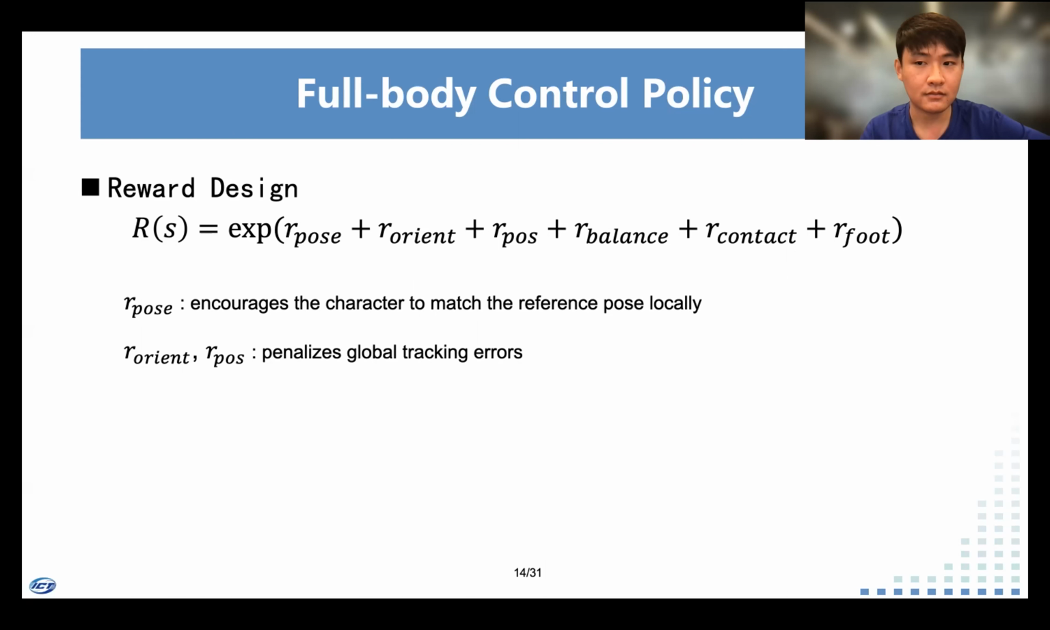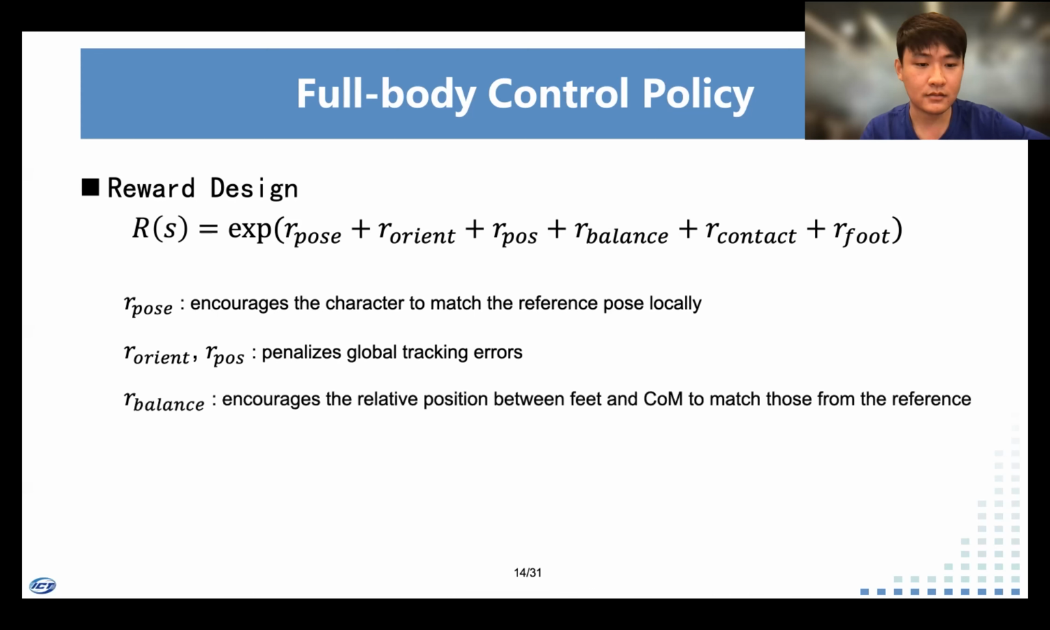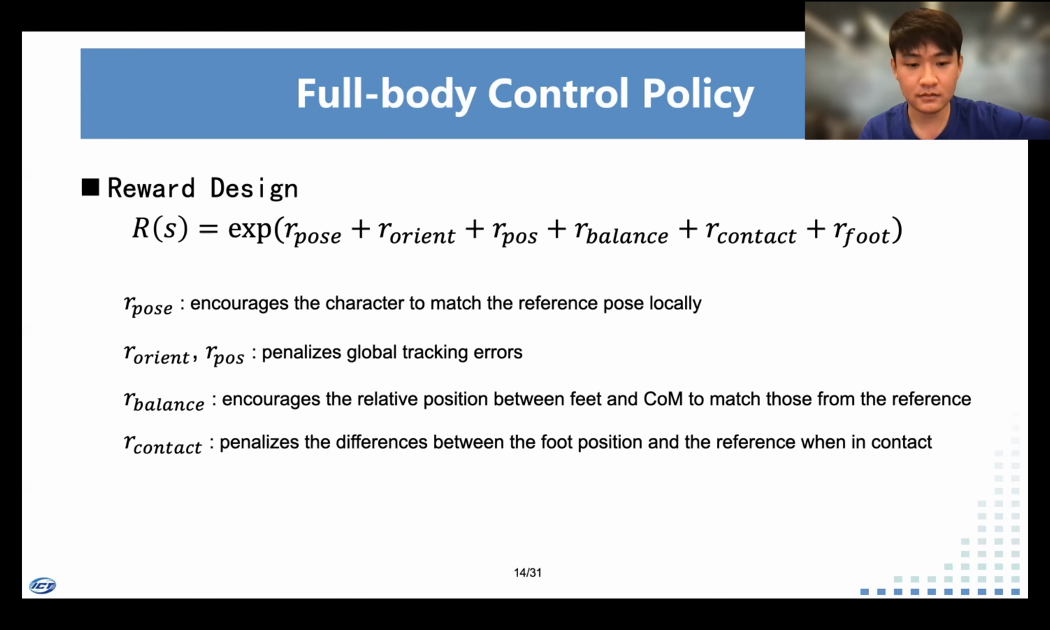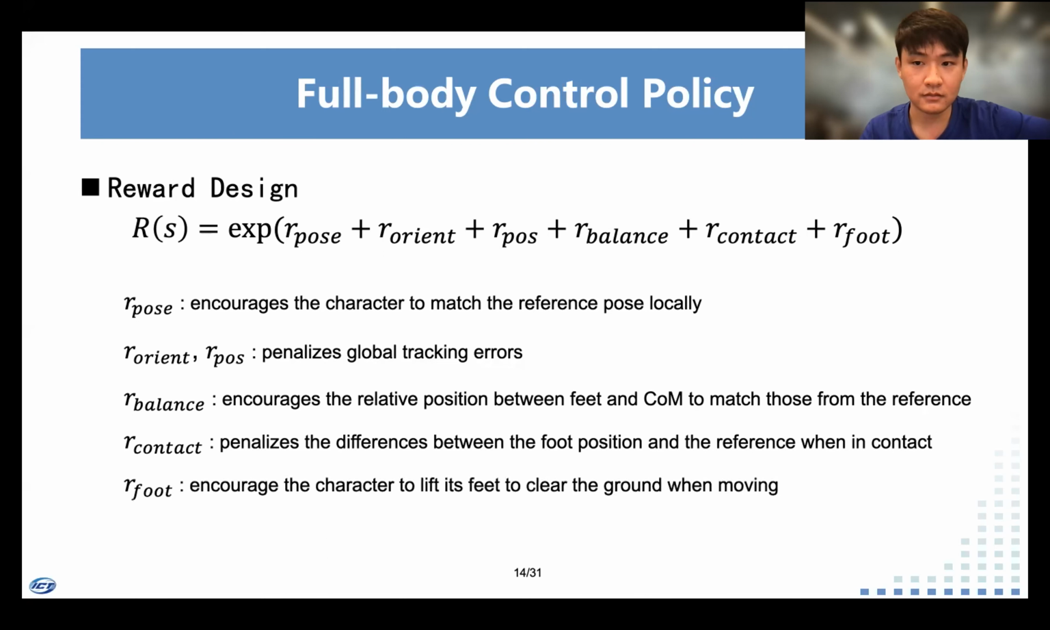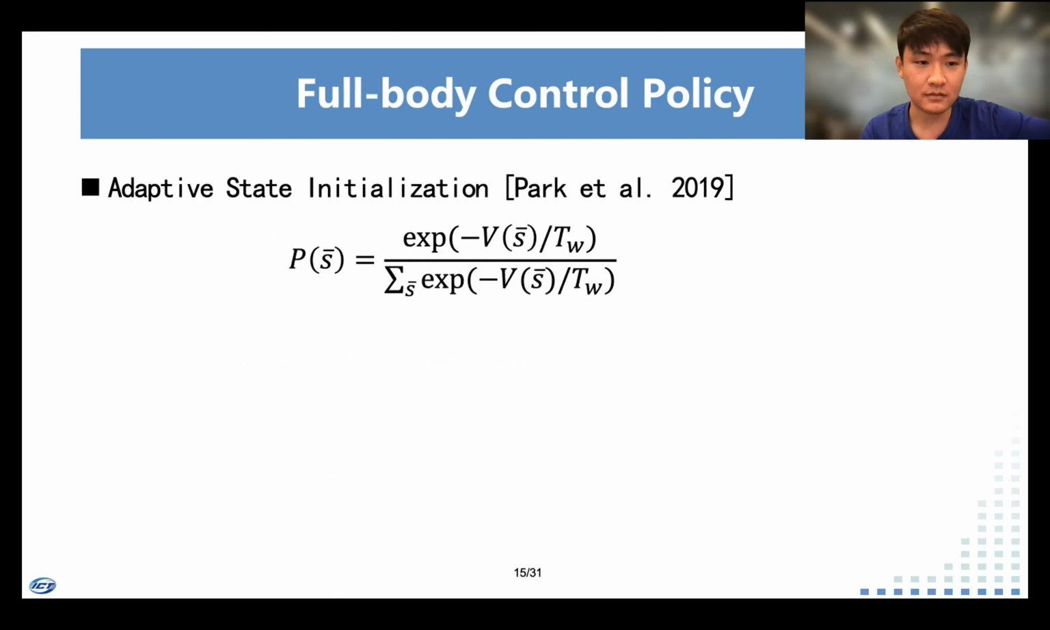in terms of the positions and orientations of the character's bones. The balance reward encourages the relative position between the character's feet and its center of mass to match those from the reference, which helps the character stabilize his pose and maintain balance. The contact reward penalizes the differences between the position of the character's foot and its reference when the foot is in contact with the ground. At last, the foot height reward encourages the character to lift its feet to clear the ground when moving.